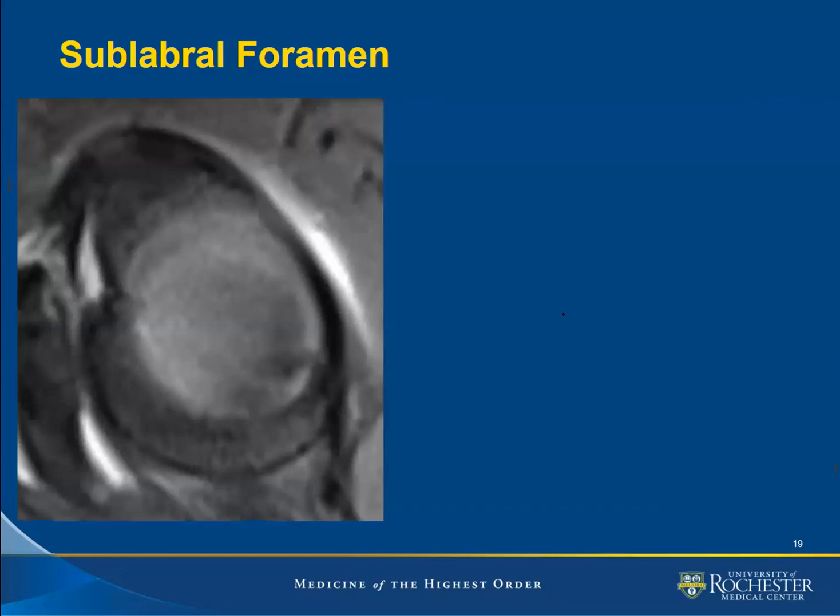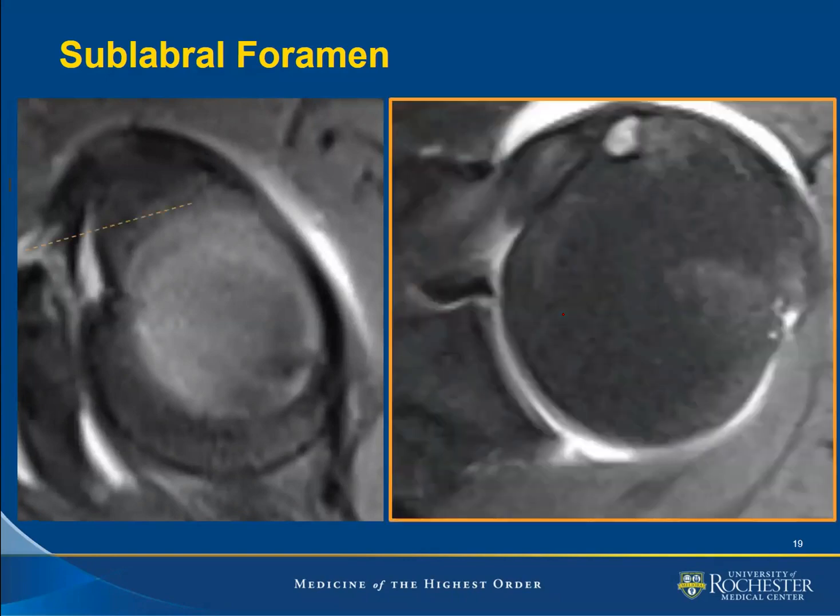Now, the sublabral foramen is another normal variant. This normal variant is isolated to your anterosuperior quadrant. And the idea behind the sublabral foramen is that you have abnormal development of your anterosuperior labrum, in which the anterosuperior labrum briefly migrates off of the glenoid and then rejoins the glenoid at the mid-anterior portion.